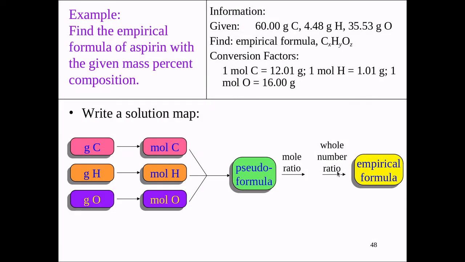Now we can take a look at our solution map. We've gathered together all the conversion factors we're going to need and converted our percentages over to masses. So we're starting with these masses. We're going to convert them all to moles. That information is all going to get gathered together in what we call our pseudo formula. And then we're going to adjust those subscripts to give us whole numbers and eventually arrive at the empirical formula. Let's see what that looks like.